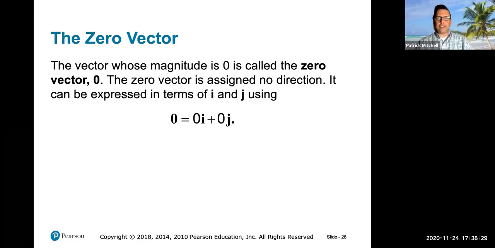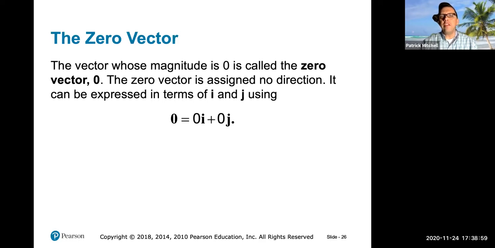The zero vector. The vector whose magnitude is 0 is called the zero vector, and is denoted by either a boldface 0 if you're doing print. If you're handwriting, then you should write that as a 0 with an arrow over it. All right, it is important to make the distinction between the number 0 and the vector 0. Okay, the zero vector is assigned no direction. I think of it as just a point.